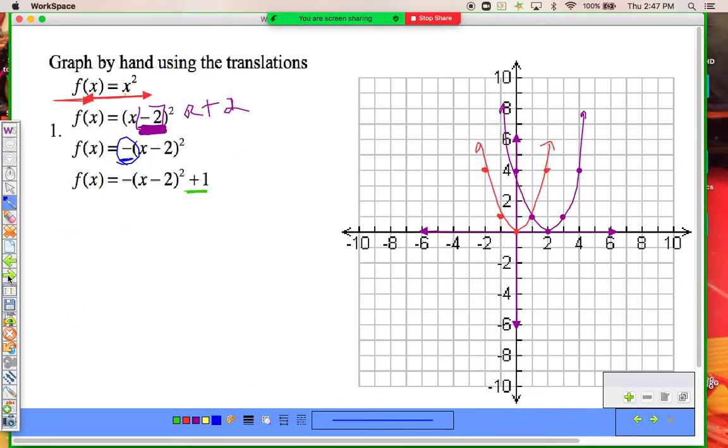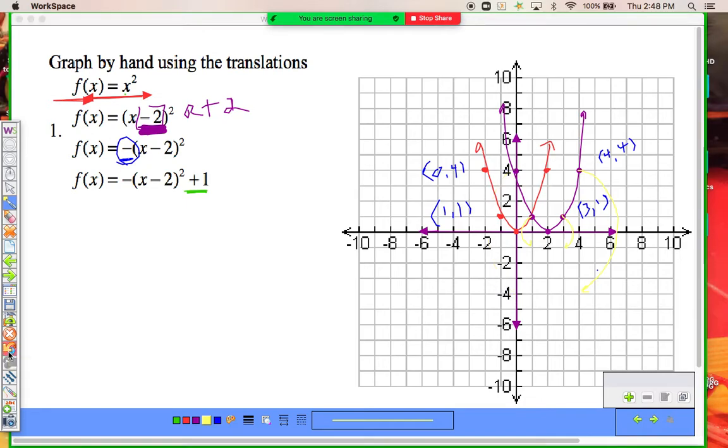So what I'm going to do, I'm going to write down some ordered pairs real quick. Let's start with this one. This one's 4, 4. 3, 1. And we'll go 1, 1. And 0, 4. So what happens when I reflect over x is I'm going to take these ordered pairs and reflect them to the bottom. I'm going to end up with something like this.